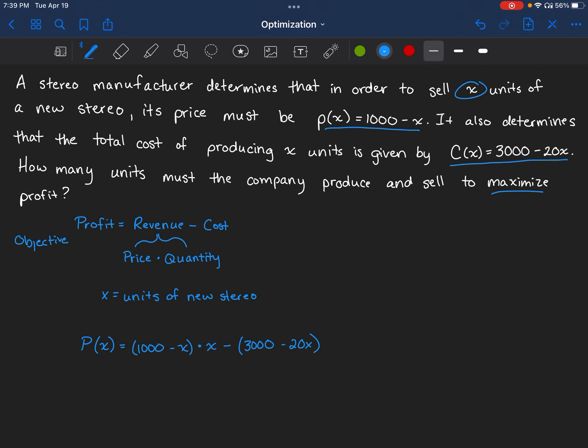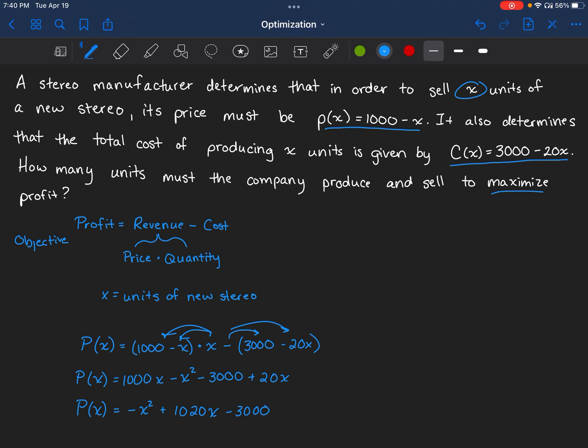I am going to simplify this a little bit by distributing this X here, as well as distributing this negative to the stuff in the back. So we're going to have 1000X minus X squared. That's what happens when I distribute that X. And when I distribute this negative, we'll end up with minus 3000 plus 20X. I can also combine like terms, and we'll have a negative X squared plus 1020X minus 3000.